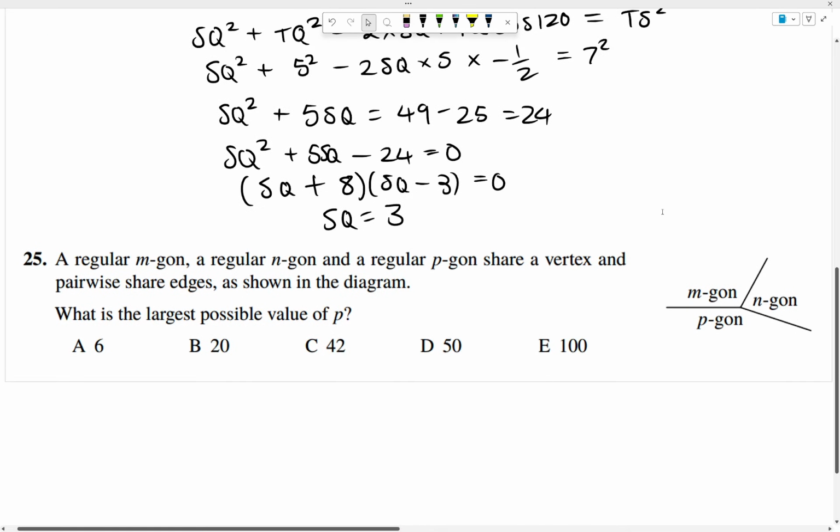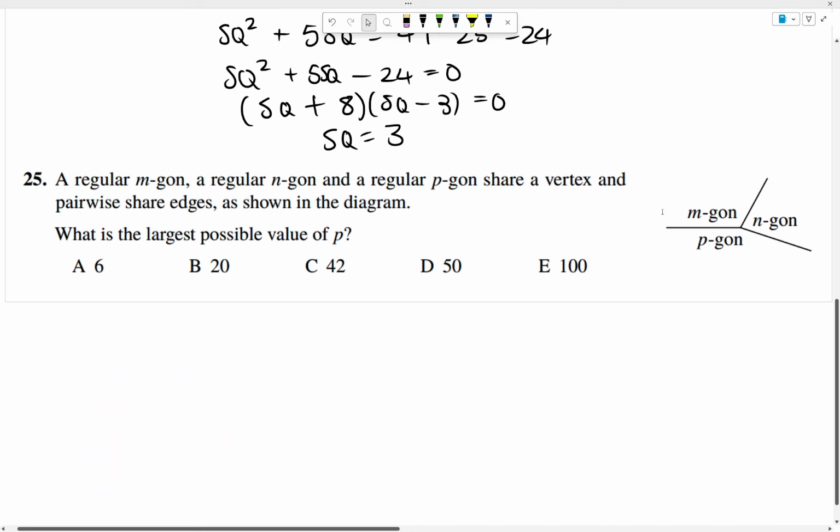And now it's time for the last question. A regular m-gon and a regular n-gon and a regular p-gon share a vertex and pairwise share edges as shown in the diagram. What is the largest value of p? So the first thing is, what is an m-gon, an n-gon, and a p-gon? It just means a polygon with m number of sides, or n number of sides, or p number of sides, just in case you wanted to know.